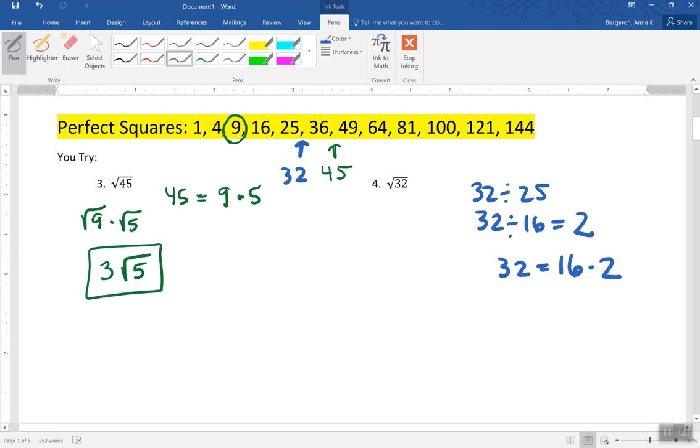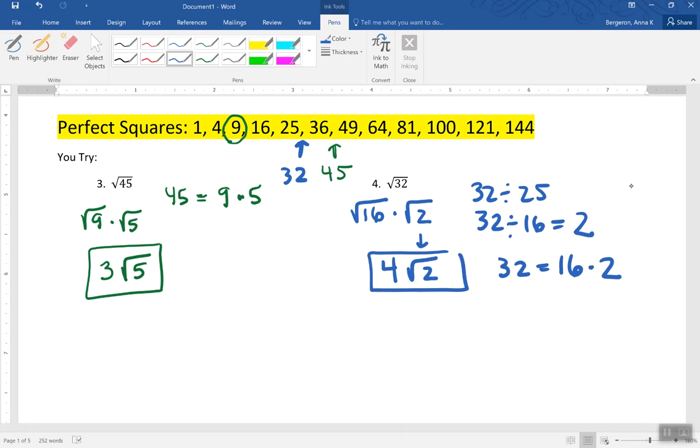So then I can rewrite the square root of 32 as the square root of 16 times the square root of 2. Now remember, the square root of 2 is not on the list, so that's going to just stay the same. And then I can simplify the square root of 16. The square root of 16 is 4, so I can write that on the outside. And there would be my answer.